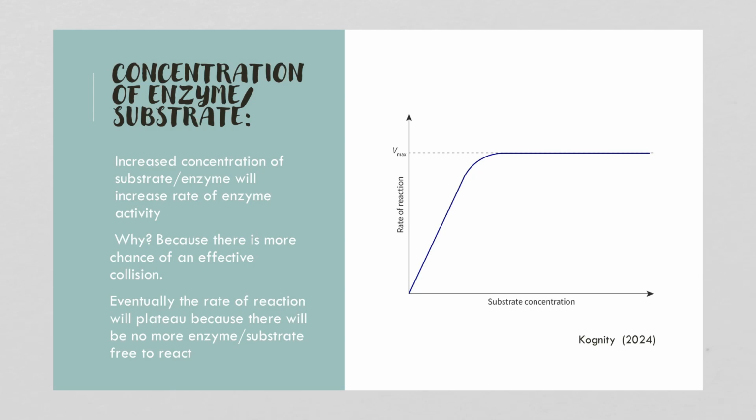So we'll talk about factors that affect the rate of reaction. So concentration of either the enzyme or the substrate is something that will affect the rate of reaction. So as you increase either the substrate concentration or the enzyme concentration, the rate of enzyme activity will increase at a pretty steady pace until it plateaus. And that's because there's a chance of more effective collisions, but eventually that rate of reaction will plateau because there won't be any more enzyme or substrate to interact.